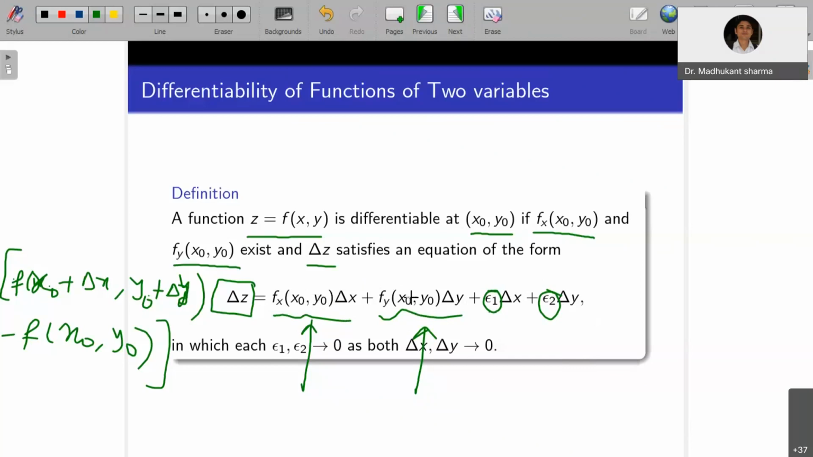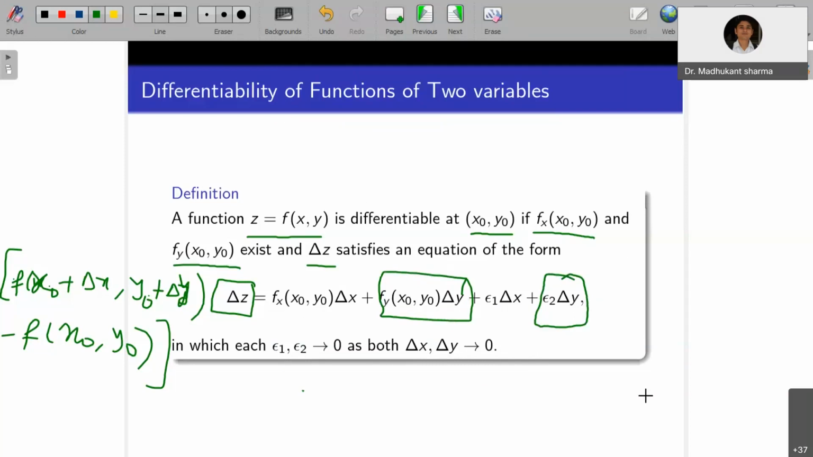Now, if you take along the x-axis, delta y is 0. Along the y-axis, delta x is 0. And then you have the partial derivative definition. Am I clear? Again I'm repeating: along the x-axis there is no increment in y, so this term will vanish, and this term will also vanish since delta y is 0. So only this remains; you divide by delta x on both sides and apply the limit as delta x tends to 0, which leads to the partial derivative with respect to x at (x0, y0).